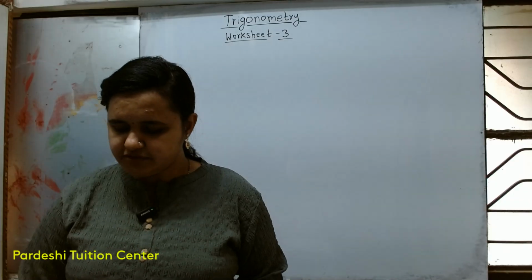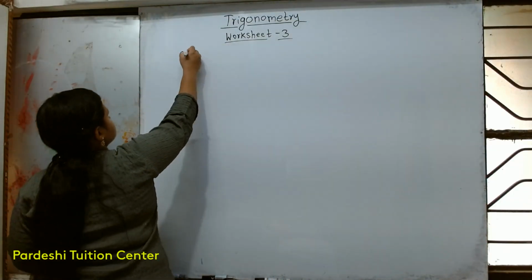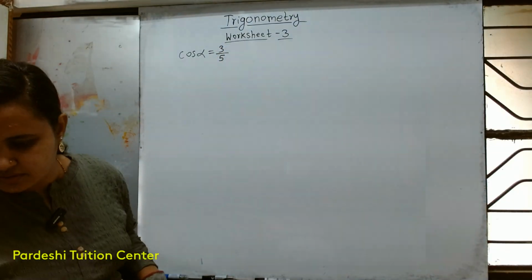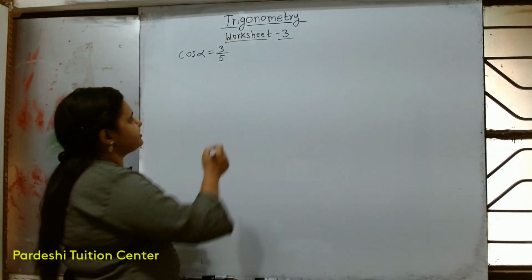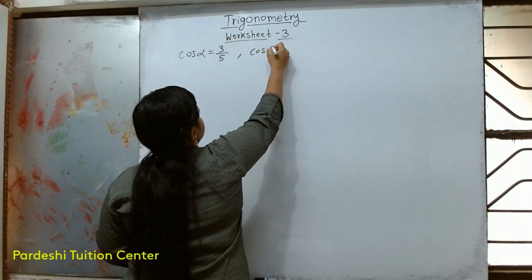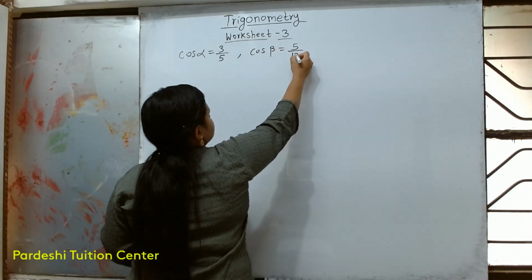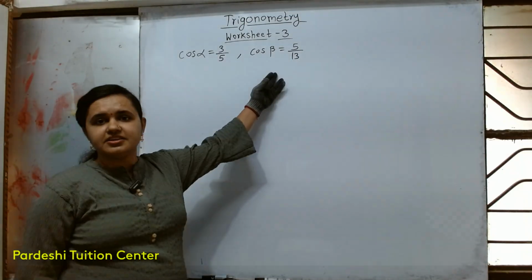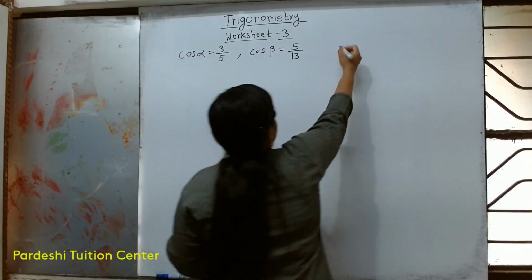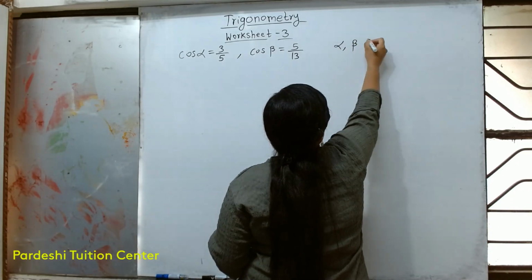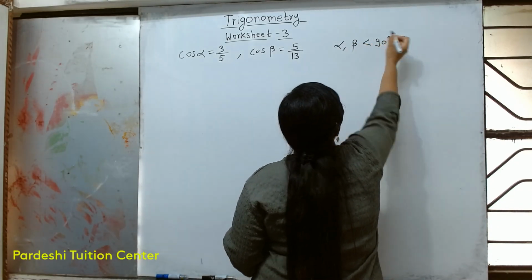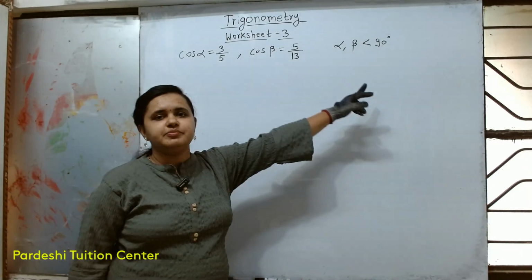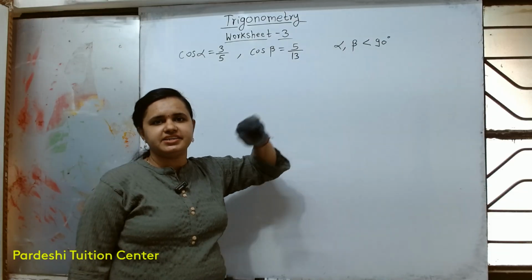If cos alpha is given as 3 by 5, and cos beta is given as 5 by 13, where alpha and beta are given as acute angles, means they are less than 90 degree. Okay, cos alpha is given as 3 by 5, cos beta is given as 5 by 13 and alpha and beta are acute angles, means they are less than 90 degree.